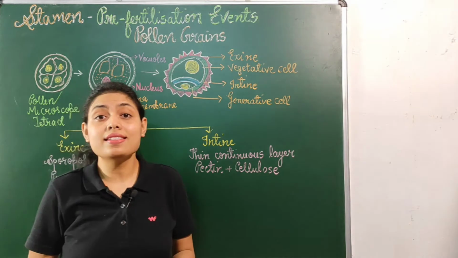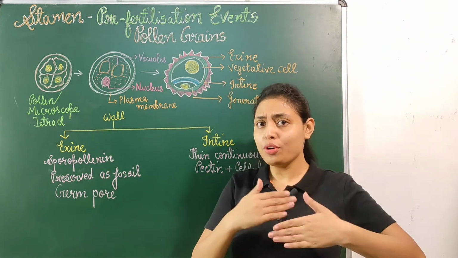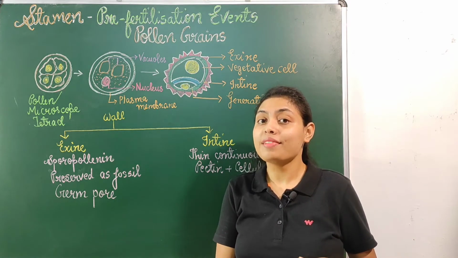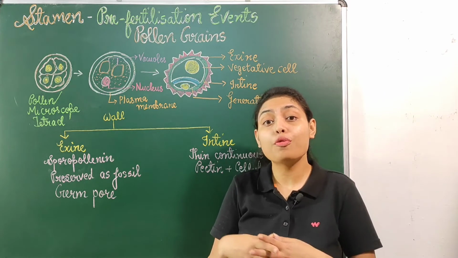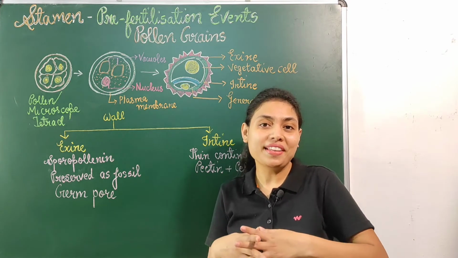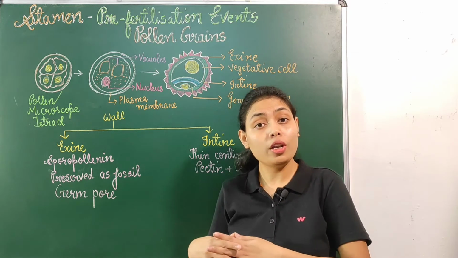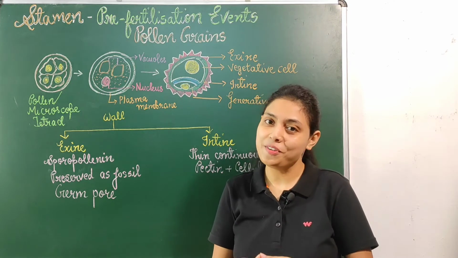Students, now let us study about pollen grains in brief. Just have a quick revision. Pollen grains are formed from microspore tetrad, and microspore tetrads are formed from pollen mother cell, and the name of the type of division by which pollen mother cell produces microspore tetrad is meiosis division.